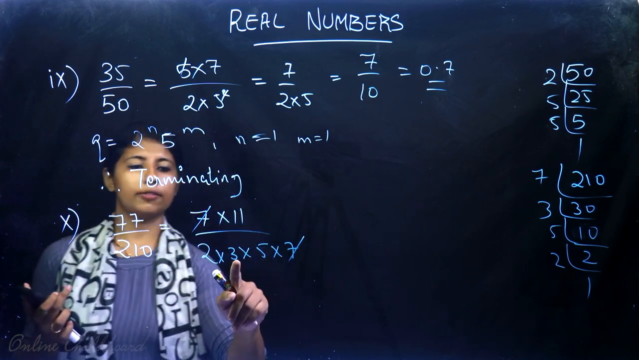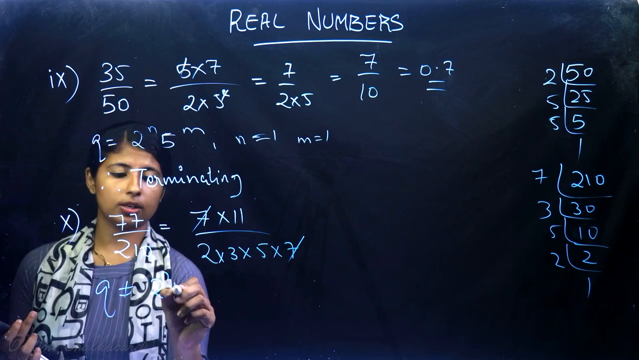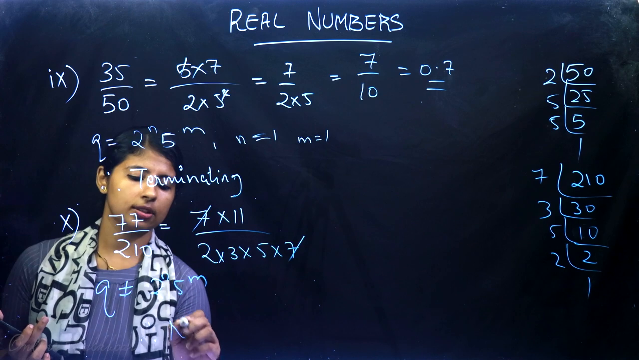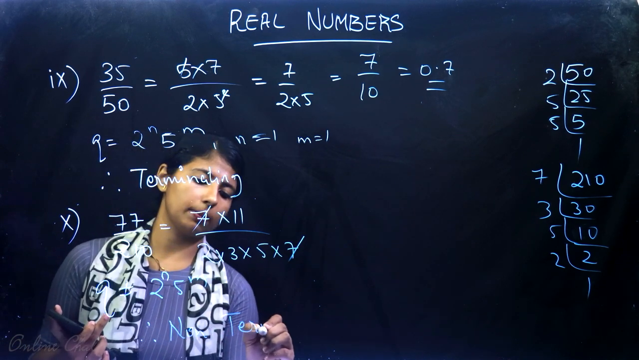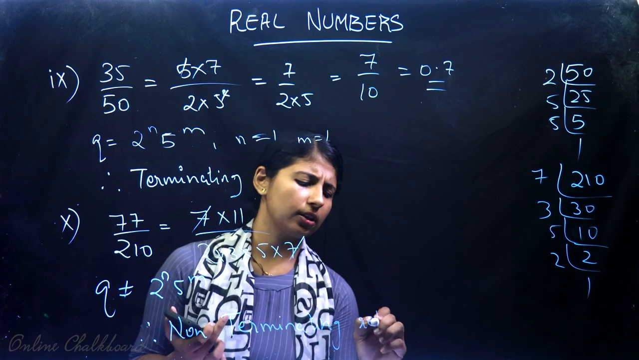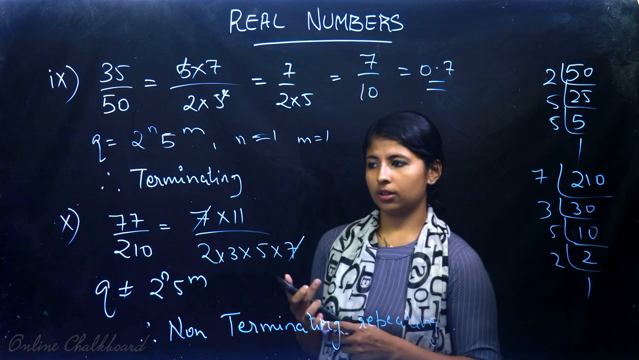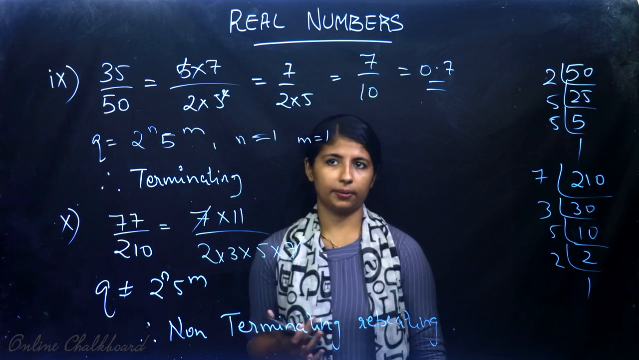But here we have 3 also. So Q is not of the form 2 raised to n into 5 raised to m. Therefore, it is non-terminating, but it would be repeating. So we don't have to calculate the decimal expansion. Decimal expansion is calculated by using the division method here.